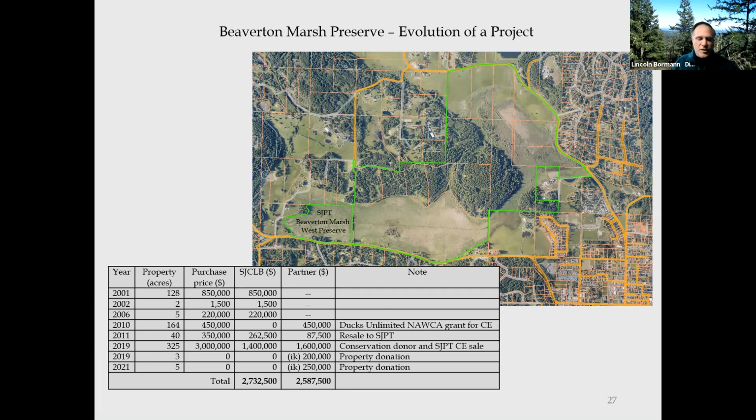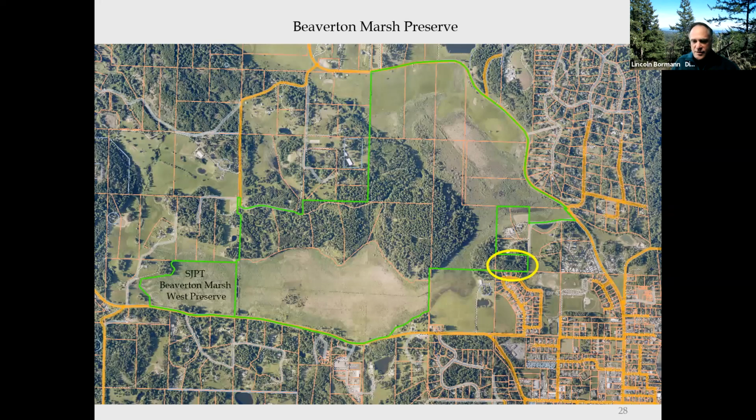It's a 20-year project. So this gives you some idea of the steps that we've gone through to create this preserve over time, and also the funding that we've found and partners we've found to help make this a reality. And it's been basically a one-to-one expenditure between land bank funds and other funds, including property donations. The most recent piece of this is this 5-acre piece, which is really a key piece for the whole project.